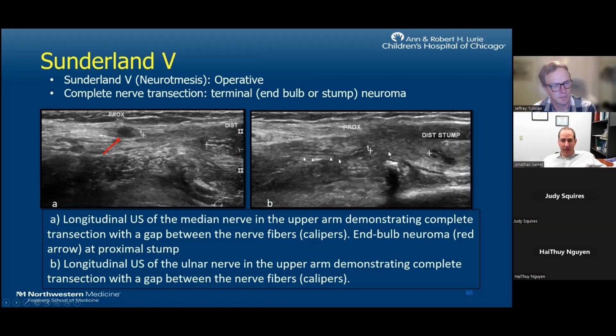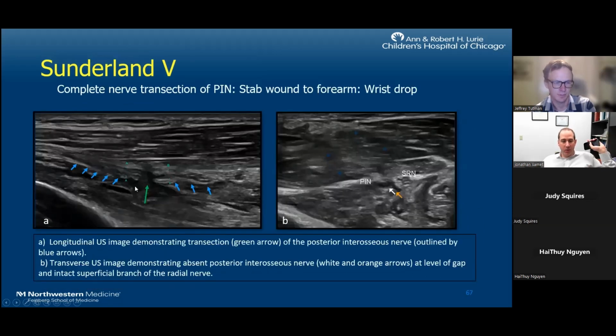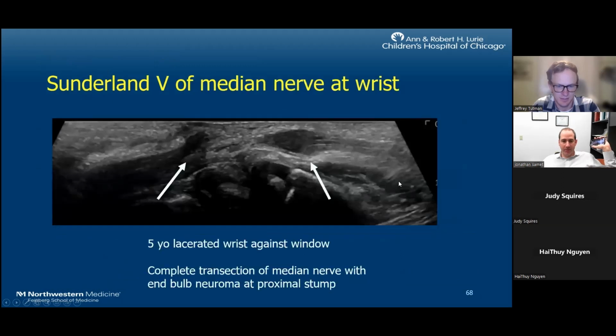This is another nerve, same patient. This looks like a vascular clip. This is a nerve coming down. Nerve is completely cut, and this is the distal stump. So you can map out these injuries for them. Here was another injury of the posterior interosseous nerve. You can see nerve coming down in blue, gap, fluid gap, and nerve distal to that. You see a hole where you normally see nerve tissue.